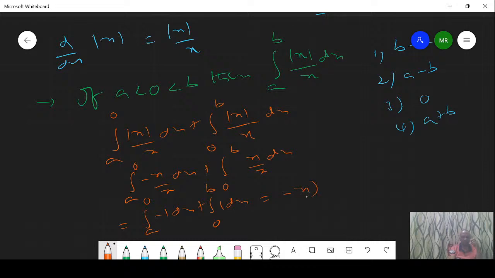So this will become minus x with limits a to 0, plus x with limits 0 to b. So upper limit minus lower limit. This is b minus 0. So you get the answer a plus b. Your answer is a plus b, the fourth option, right. Using the same previous concept only. It is not that difficult to solve, right? That will be a plus b. Right. See the next one.